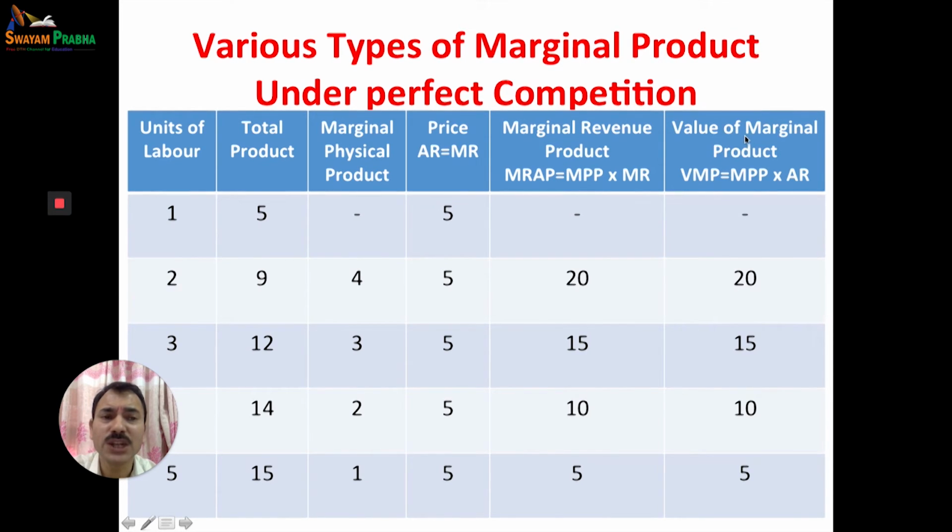Similarly, value of marginal product, VMP, is MPP multiplied by AR, because AR is equal to MR. So here AR is 5, MPP is 4. So 4 multiplied by 5 is 20. 3 multiplied by 5 is 15. Why? Because VMP can also be calculated as MPP multiplied by AR. So AR and MR are equal because there is a homogeneous product, homogeneous factor of production, because there is perfect competition in the market.